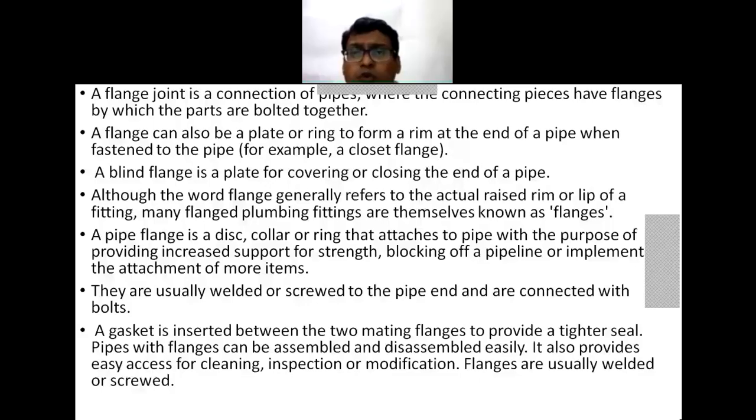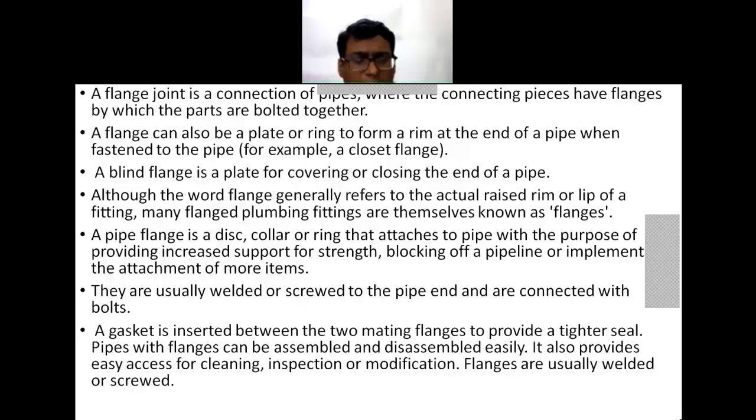The flanges can also be plates. Now, what can it be? It can be a simple plate, or it can be in the form of a ring also, not necessarily always a plate. It can be a ring also, but mostly for the betterment, people use it in the form of a ring to form a rim at the end of a pipe when fastened to the pipe.